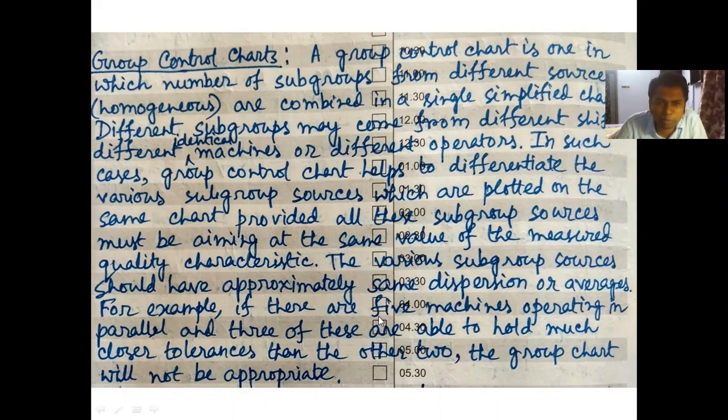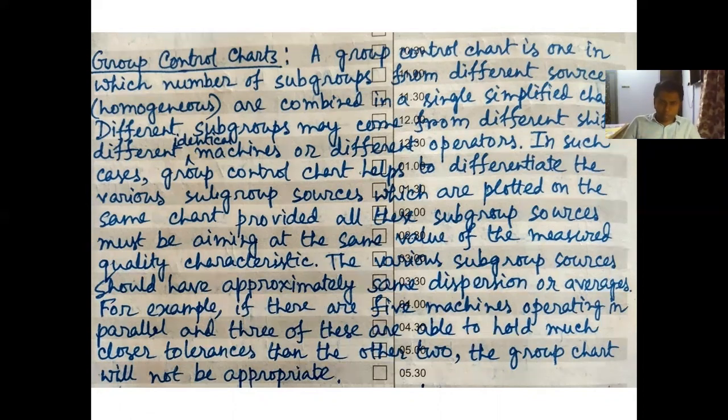For example, if there are 5 machines operating in parallel and 3 of these are able to hold much closer tolerances than the other two, the group chart will not be appropriate. You can understand what a group control chart actually is and when to use it.